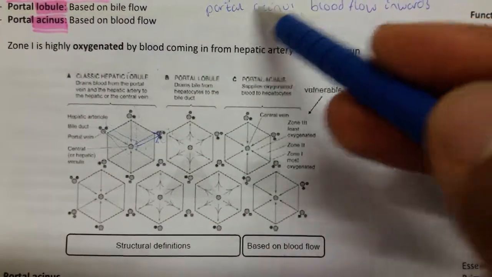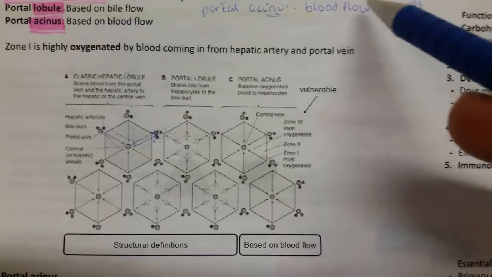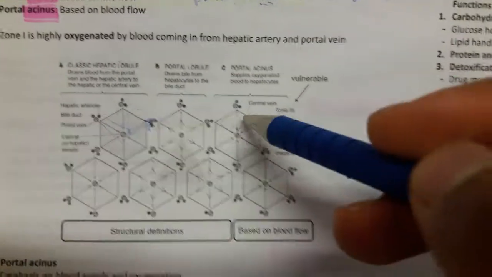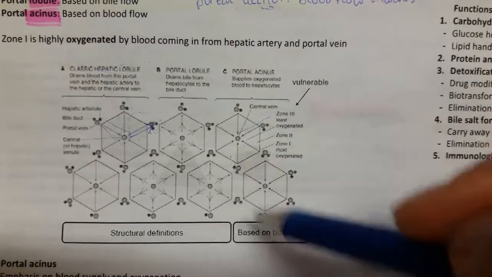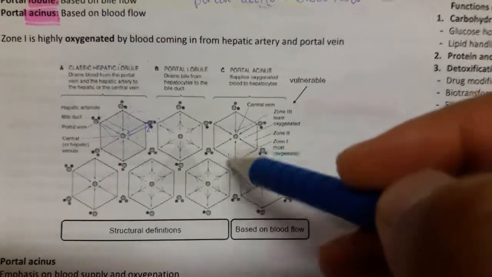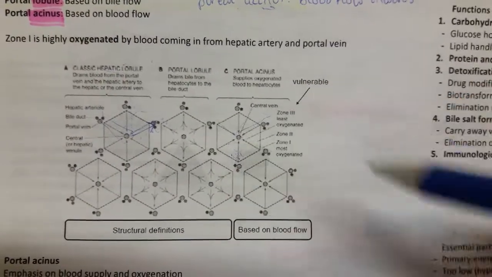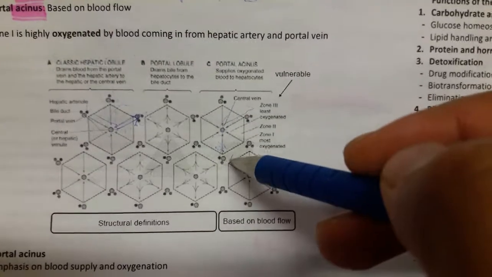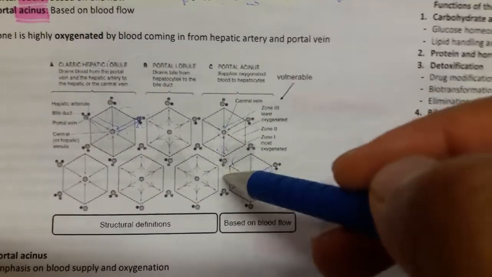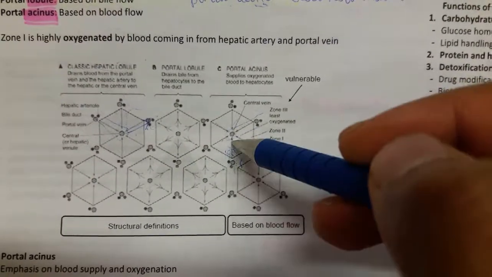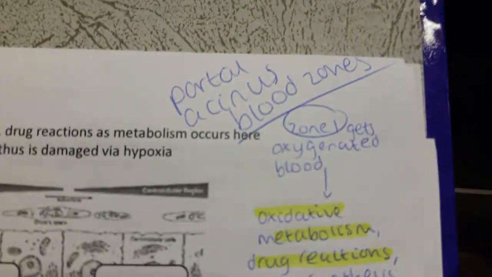You can also look at it as a portal acinus, and this is where blood flows inwards, just like the hepatic lobule, but it supplies the tissues. So it supplies the hepatocytes here, and supplies them as you get closer and closer to the central vein. And as the blood moves from the outside to the inside, it essentially creates three zones: zone 1, zone 2, and zone 3 as you move closer inwards. So let's look at the portal acinus blood zones.